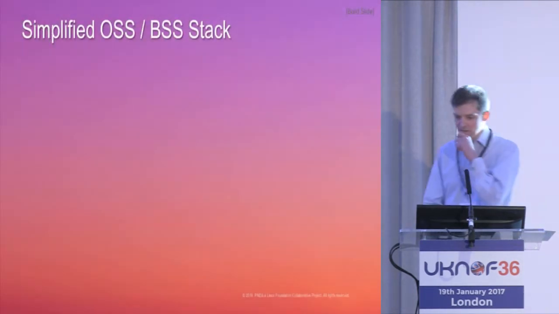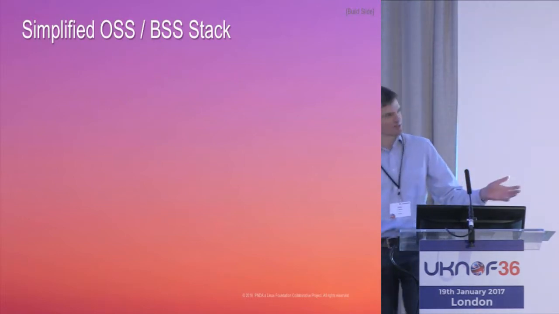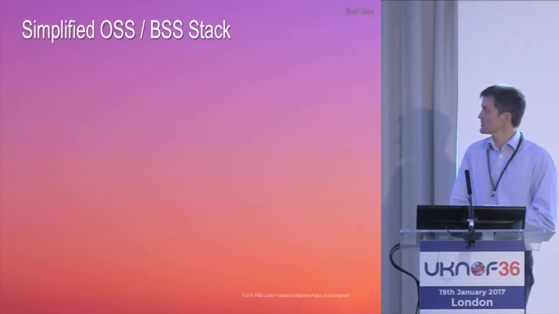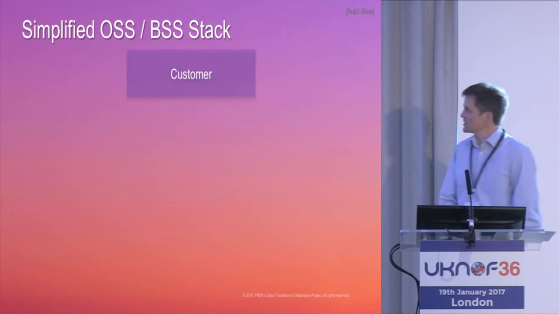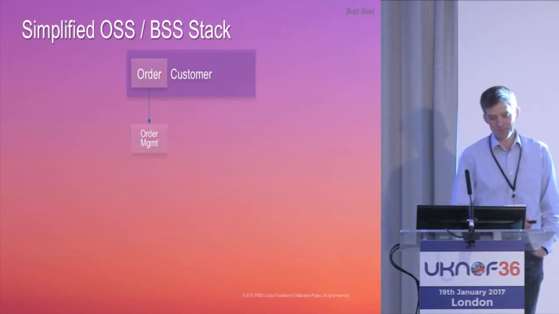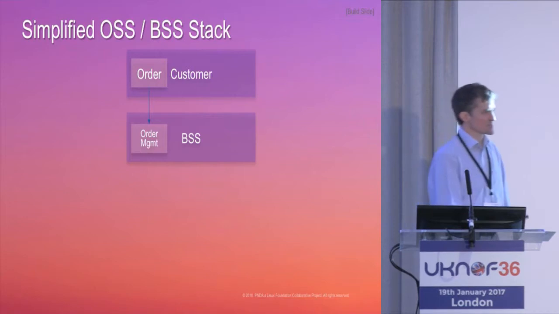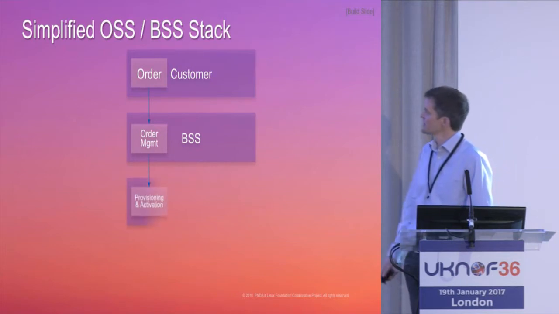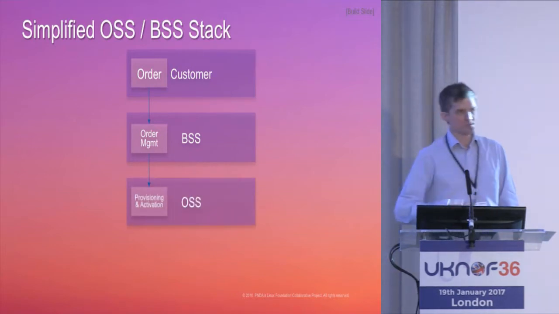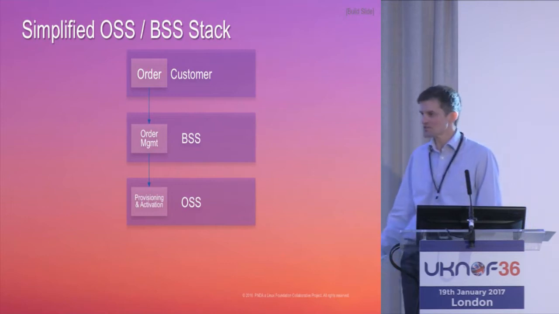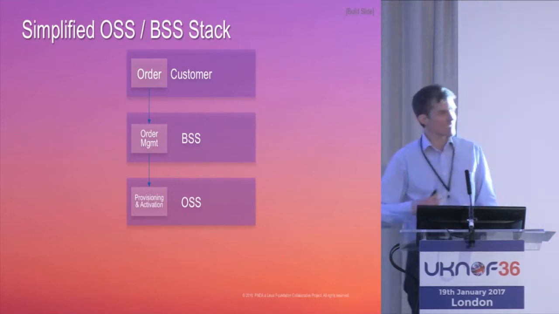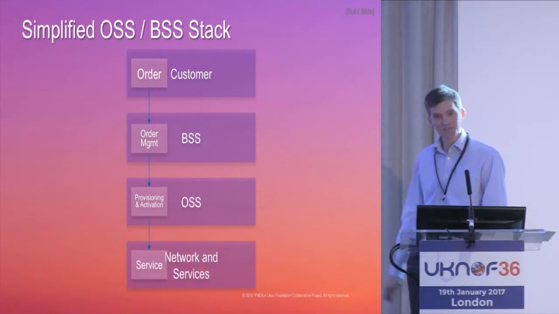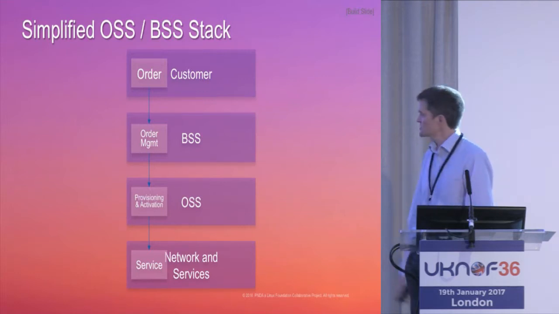So I'm taking the brave step of trying to present to you lot a simplified view of an OSS stack. Feel free to throw things at me. Very simplified view: we've got a customer. Customer places an order. Order goes down into some sort of order management system. I'm going to call this the BSS layer, which understands the customer but doesn't understand the network. That gets handed off to some provisioning or activation system. I'm going to call this the OSS layer. Understands the network, doesn't understand the customer. That gets provisioned. A service is enabled. Okay, great. We've got a service up and running.